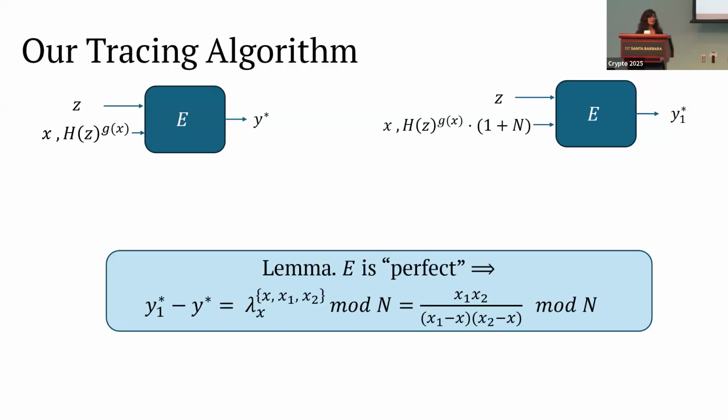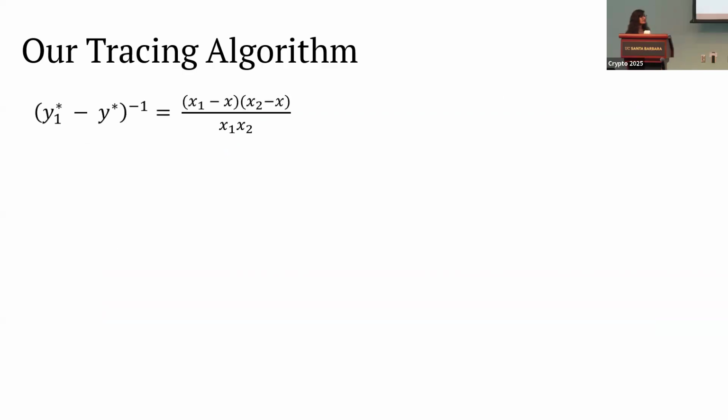In our paper, what we actually prove is that if the evaluation box is perfect, meaning that it always gives you the correct value, it turns out that y star 1 minus y star, which is the difference of the two outputs from the box, is exactly equal to the Lagrange coefficient lambda x with respect to x1 and x2 modulo n. This actually follows directly from the fact that the discrete log is easy for 1 plus n. This is just the expansion of lambda x modulo n. Summarizing that here, I've just taken the inverse because that's easier to denote.